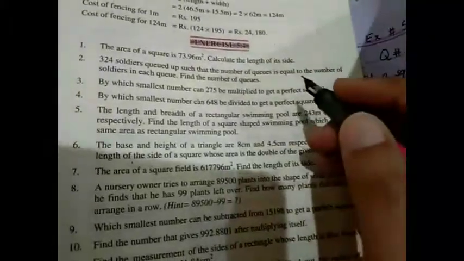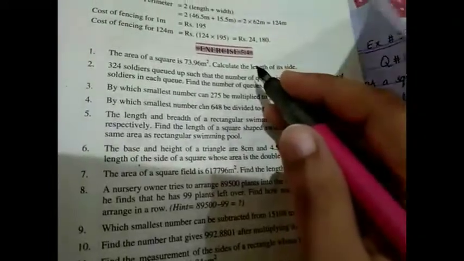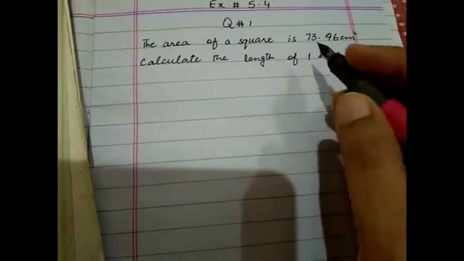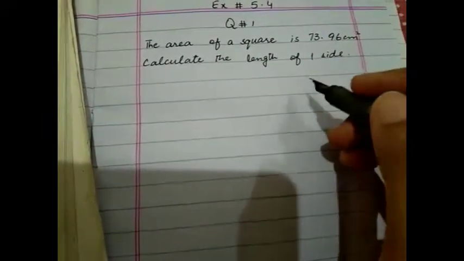Okay students, we have completed exercise number 5.3 in our previous lecture. Today we are going to start exercise number 5.4. I have written the first question for you. The area of a square is 73.96 centimeter square. Calculate the length of one side.